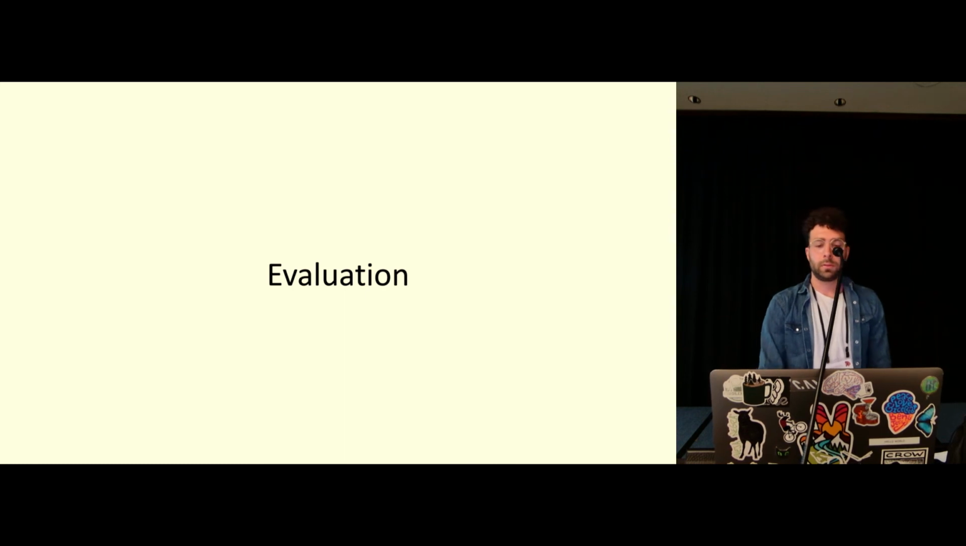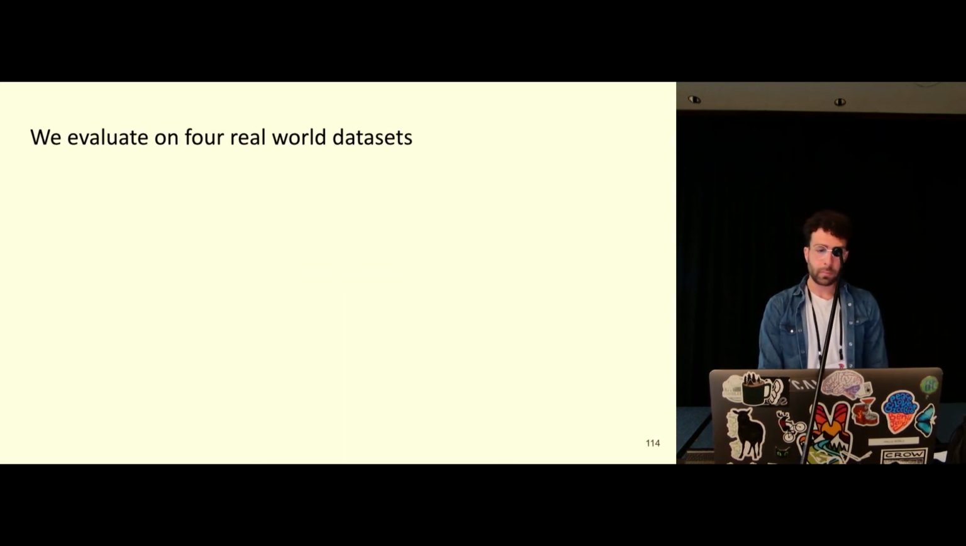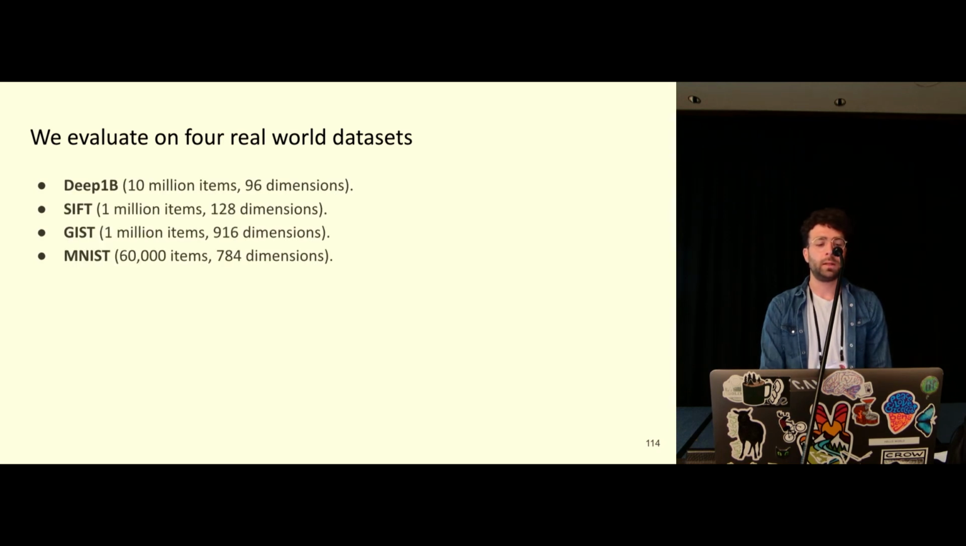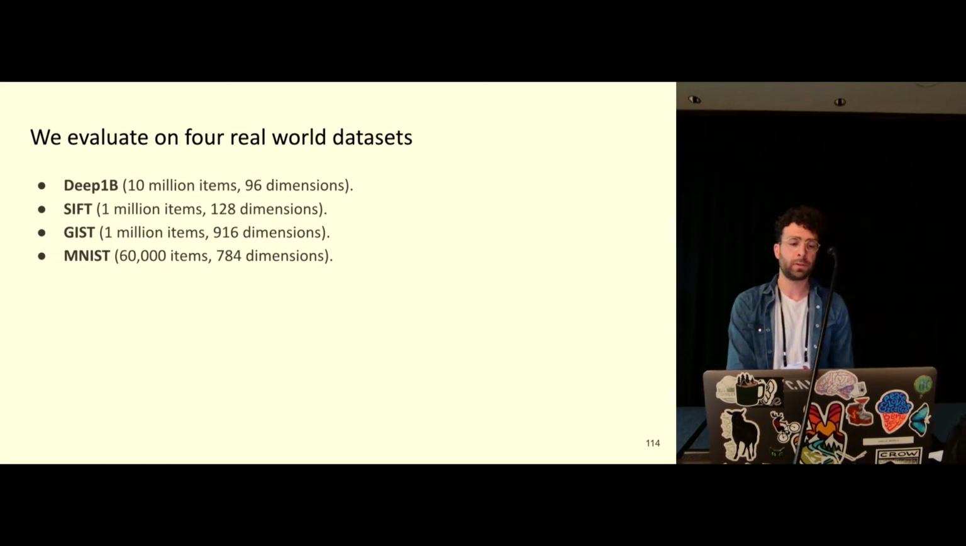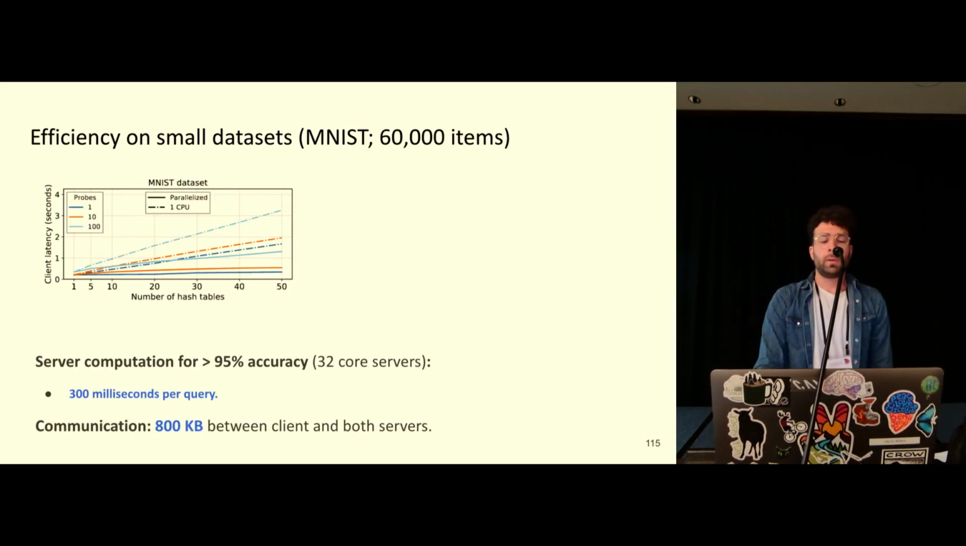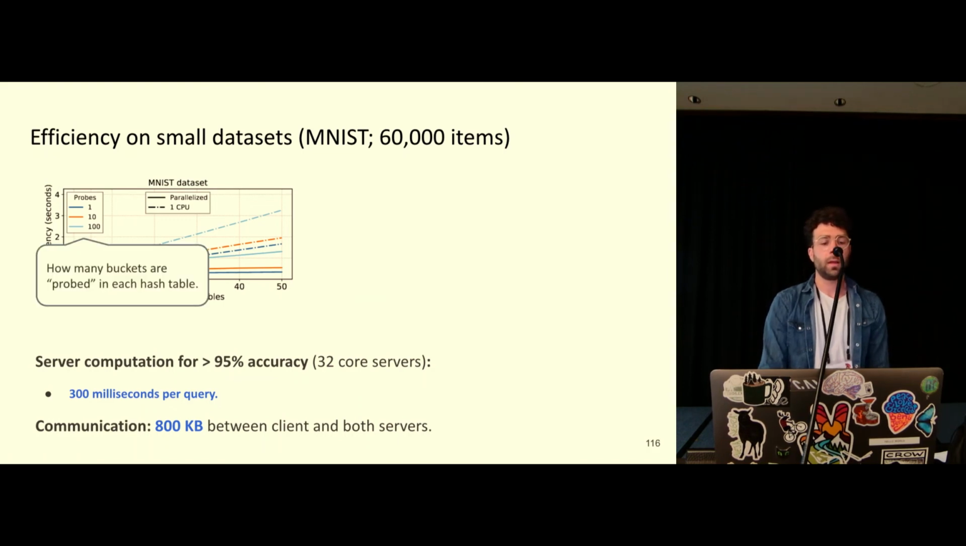So now I'll turn over to evaluation. We evaluate our protocol on 4 real-world data sets: Deep1B, SIFT, GIST, and MNIST. These are all standard data sets used in nearest neighbor search benchmarks. So on the small data sets, so MNIST, which has 60,000 items, to achieve accuracy of over 95%, we require about 300 milliseconds of server-side computation, and the communication remained under 1 megabyte between the client and both servers. Here, the number of probes is just the number of buckets we retrieve per hash table.